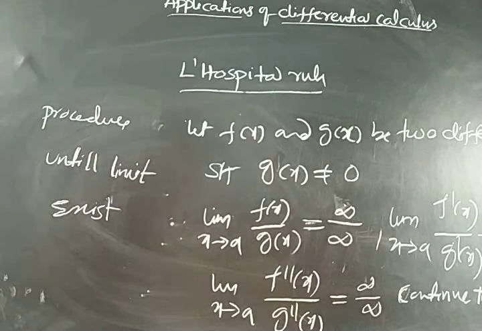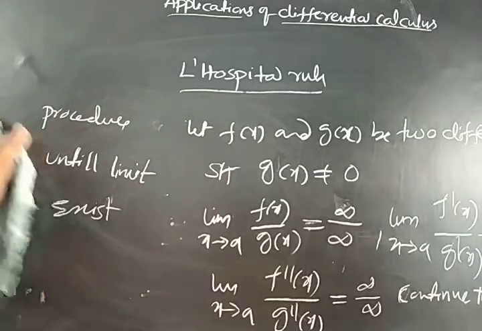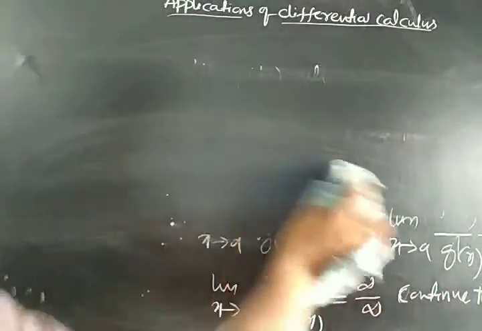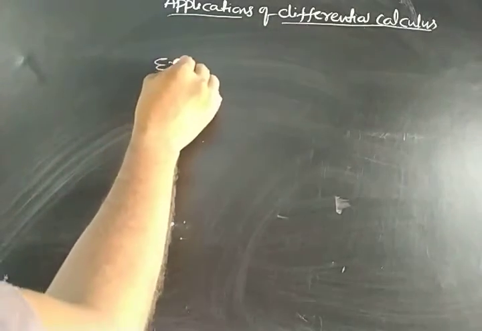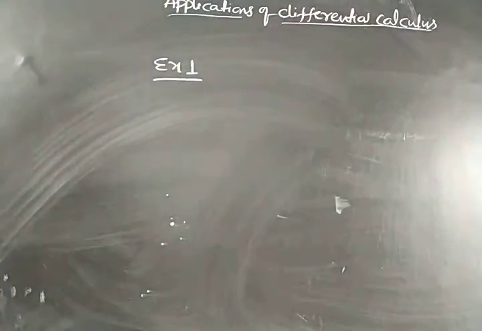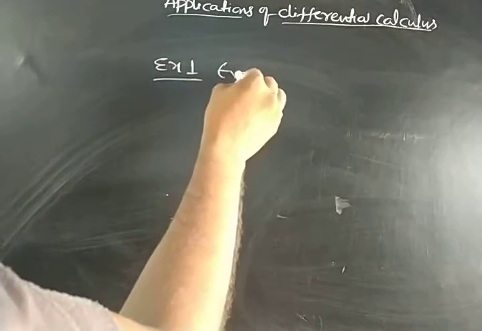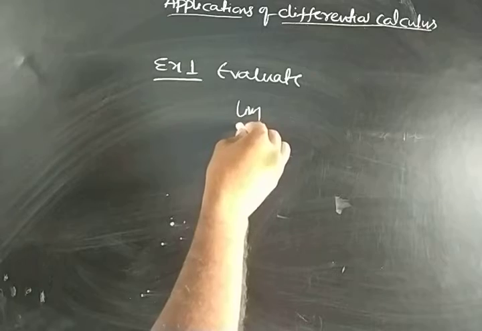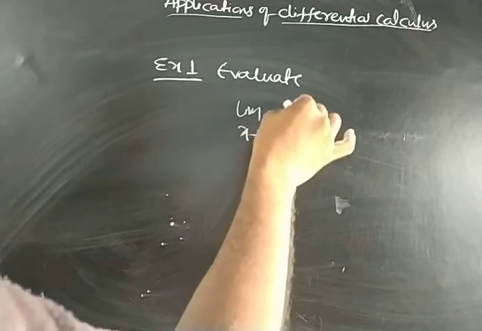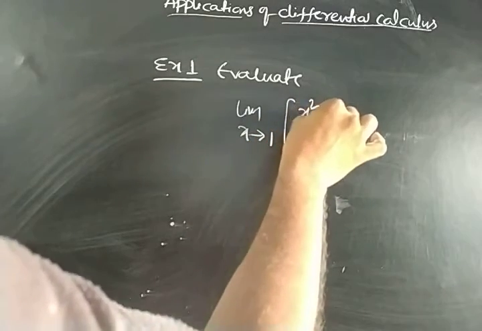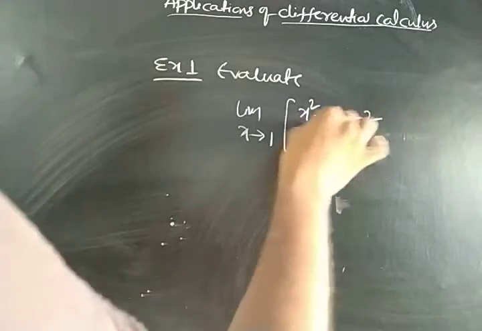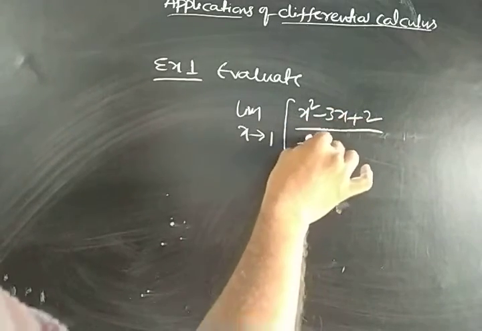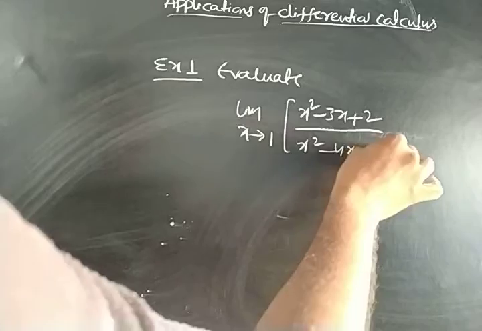Okay, this is the use of L'Hospital rule. Now let us do some problems, example problems on L'Hospital rule. So first, example 1. Evaluate the limit as x tends to 1 of (x square minus 3x plus 2) by (x square minus 4x plus 3).